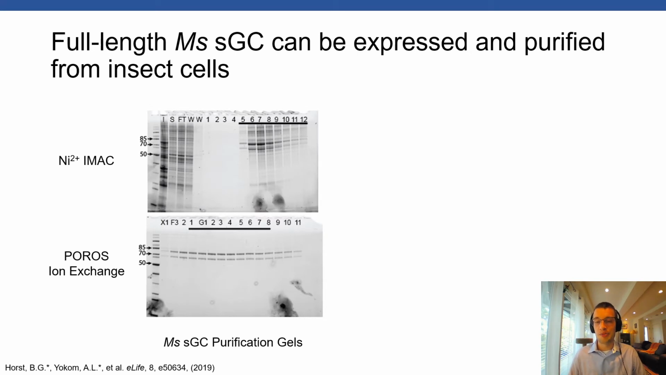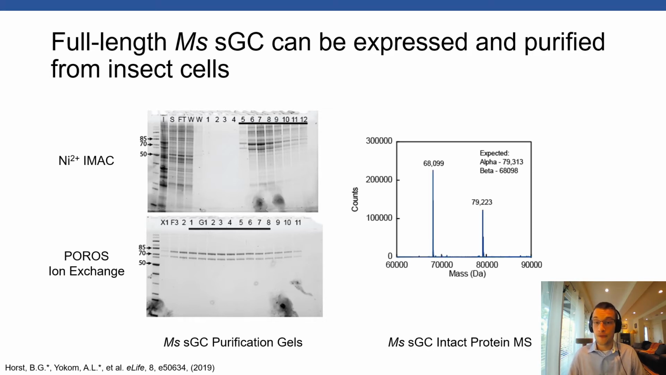First, I needed to express and purify moth SGC from insect cells, which had not been done before. Insect cells are our expression system of choice, not because of the highest yields, but because of the highest heme incorporation. Using a two-column system over a nickel IMAC and a porous ion exchange, I was able to purify moth SGC to homogeneity and confirm with mass spec that I had the expected subunits.